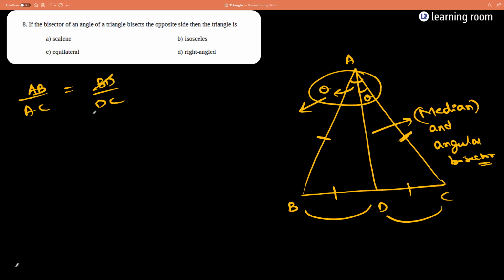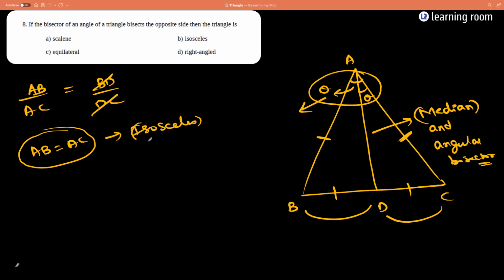But BD is equal to DC here, according to this concept. Then what is AB equal to? AB is equal to AC. So when the sides including the angle are equal, what can you mainly conclude? You can say that they are isosceles. So this is the more apt answer. But it doesn't mean BC is not equal to AB and AC, right?